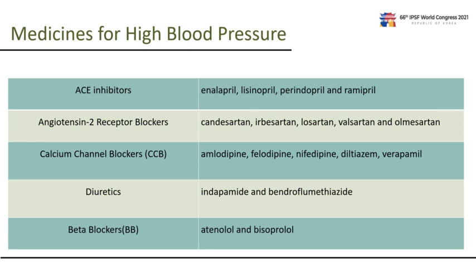Third, calcium channel blockers are known as CCB. Amlodipine, felodipine, nifedipine, diltiazem, verapamil are examples of CCBs. Fourth, diuretics. Indapamide and bendroflumethiazide are in this group. Fifth, beta blockers. Atenolol and bisoprolol are examples of beta blockers. You may easily find that there are common regularities for each group, so even though it might be difficult to know all kinds of medicines used for hypertension, you can easily know which medicine is used for hypertension.